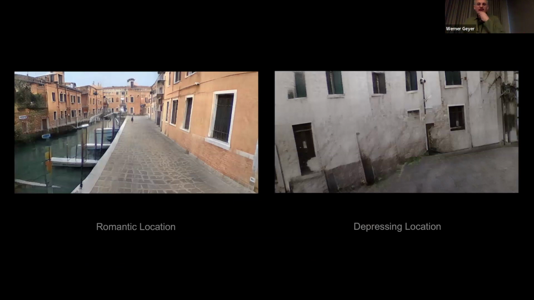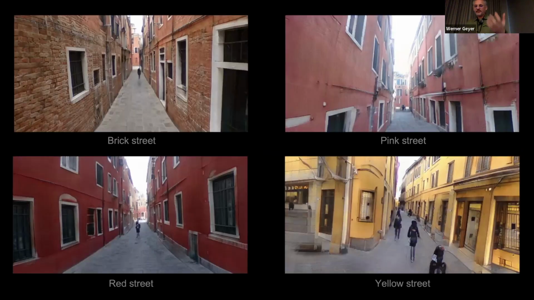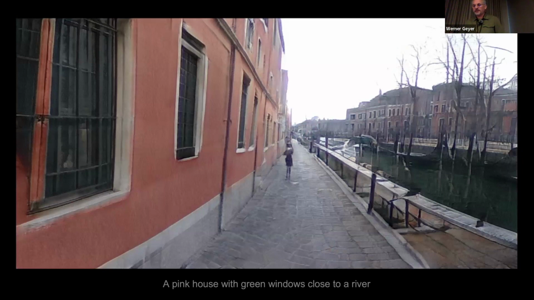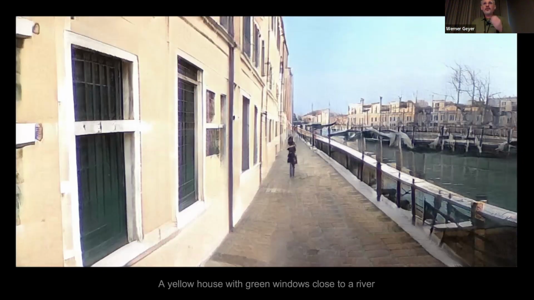So anyway, at that time in 2020, we introduced this tool that was interactive with voice. So you were able to identify a depressing location, a romantic location, or a more specific expression, really a pink house with green windows close to the river, or a yellow house. And the system was able to, in some way, of course, it was mandatory to write prompts about the city, because the system was just able to talk and visualize the city.